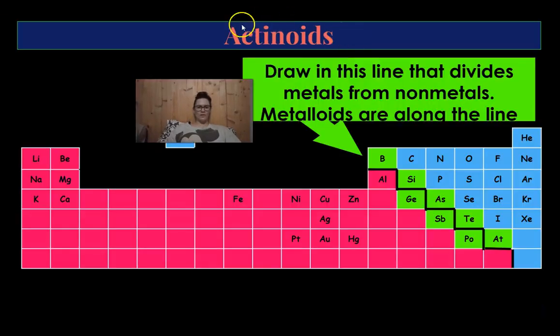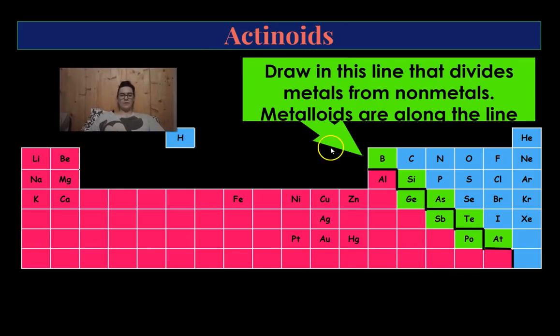And then, sorry, this should say metalloids. I don't know why it says actinoids. My bad. So the metalloids are along this stair-step line here. The green ones represent the metalloids, which have properties of both metals and nonmetals because they can be brittle, like nonmetal solids such as phosphorus or sulfur, but they can also conduct electricity somewhat like metals.